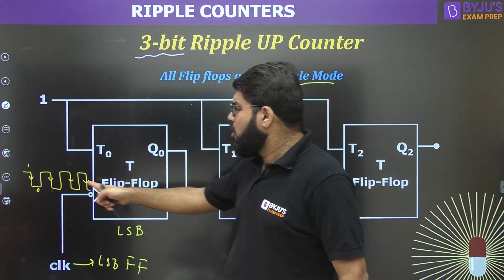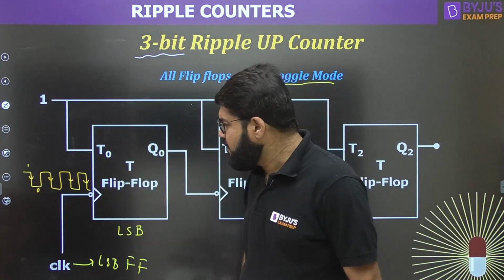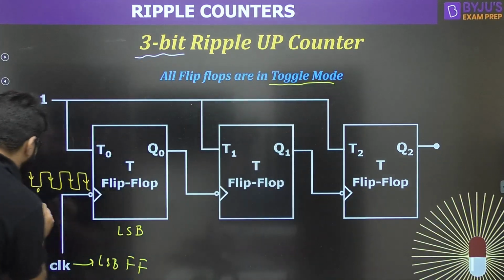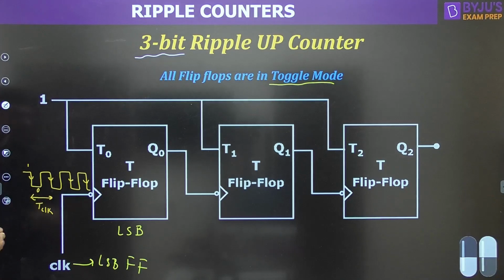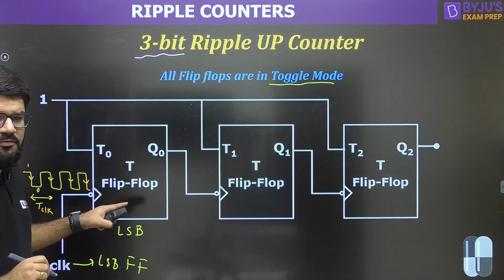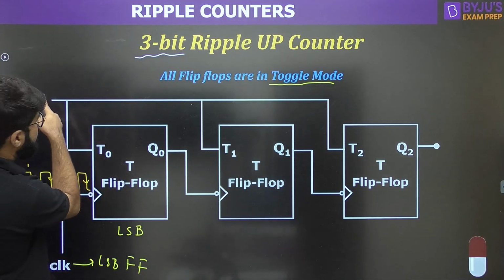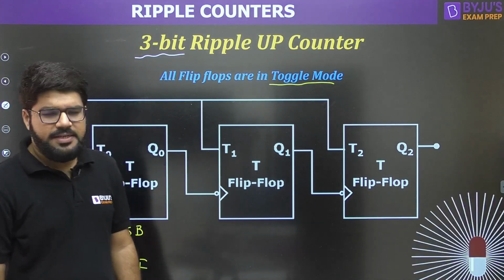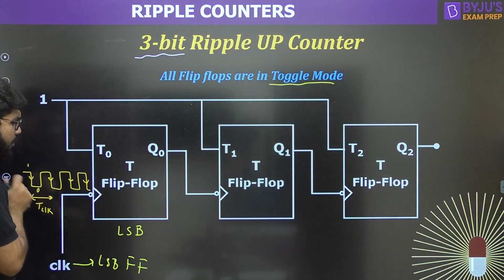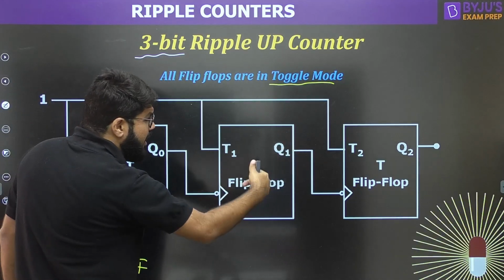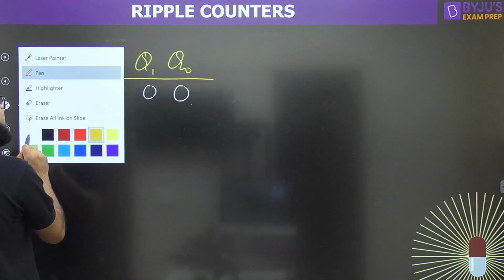Now to the LSB flip-flop, you have applied an external periodic clock pulse. That means after every certain time, which is known as the time period of the clock, the negative edge will come to the LSB flip-flop and it will get toggled. Negative edge comes, the flip-flop sees the input is 1, so it will toggle the current state to produce the next state. So this will keep on toggling after every particular time. But what about the others? The others are not connected to the clock. So what is going to happen with the others? That is what I'm going to explain here.